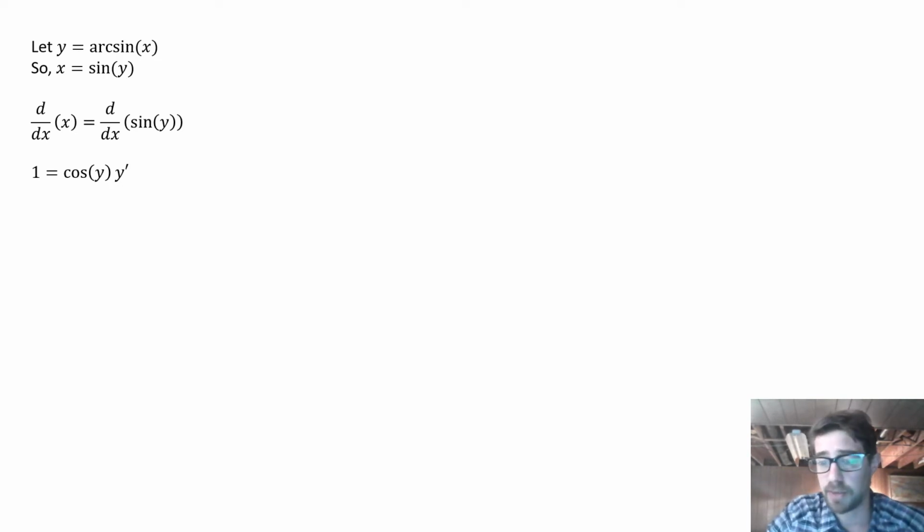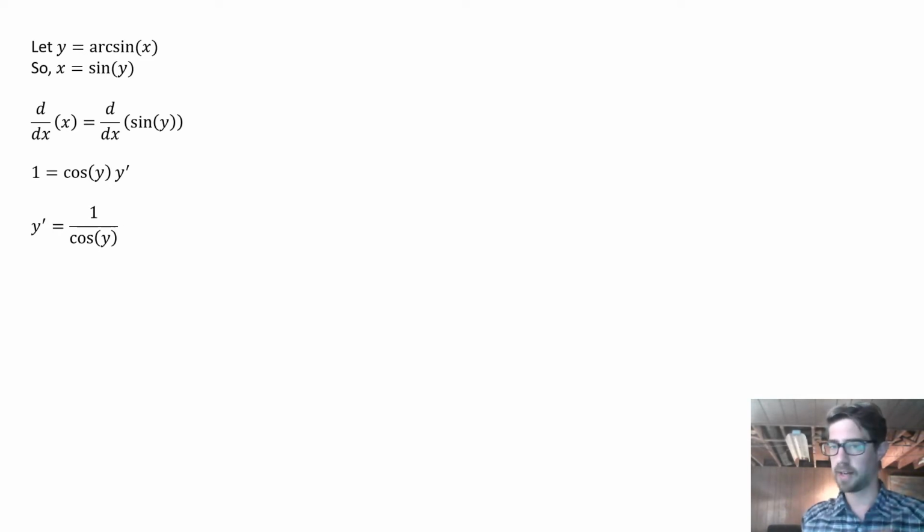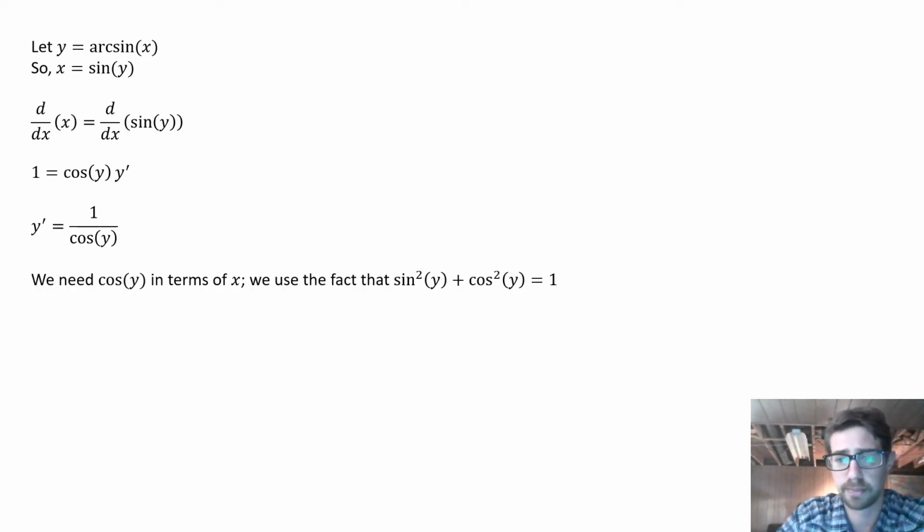So a little bit of algebra, solve that for y prime. So y prime is just 1 over cosine of y. And now we need to get cosine of y back in terms of x. We can't have a y in our final derivative, right? Because y is the function we're trying to find the derivative of. So to do that, we're just going to do a little bit of trickery.